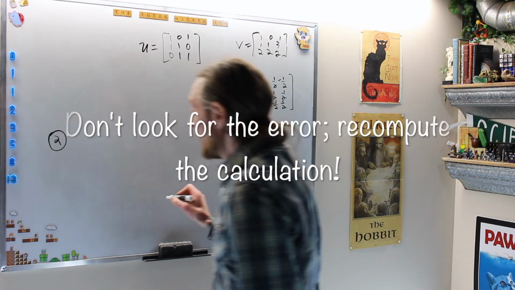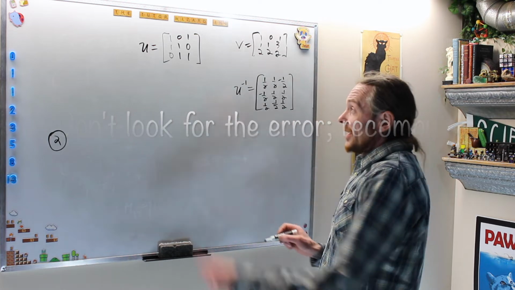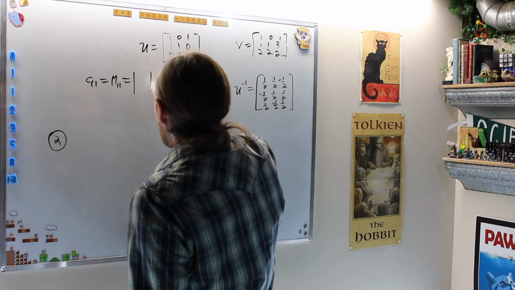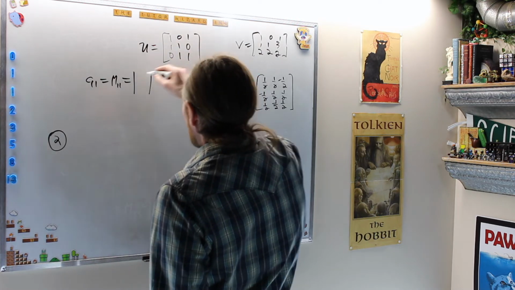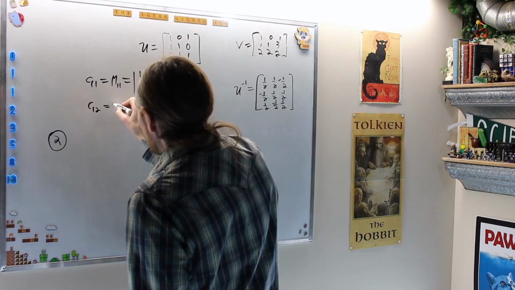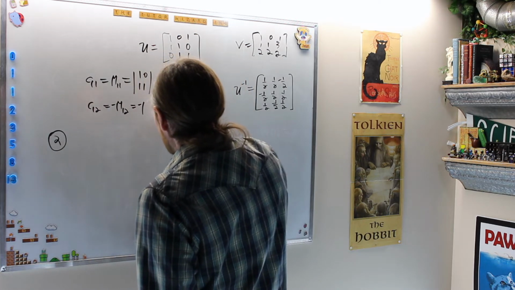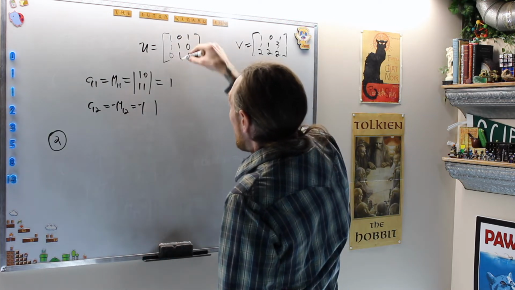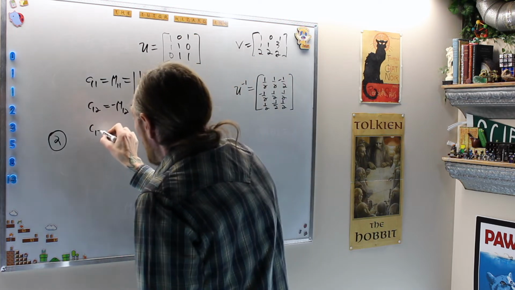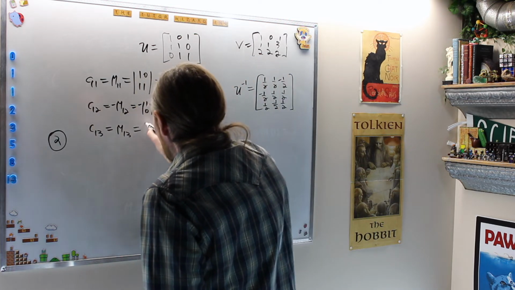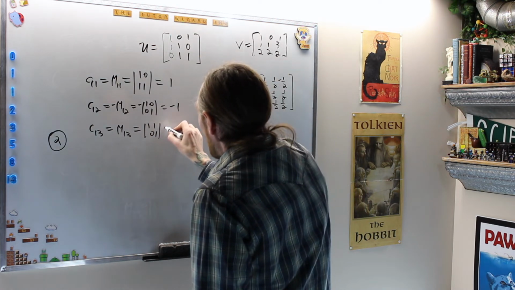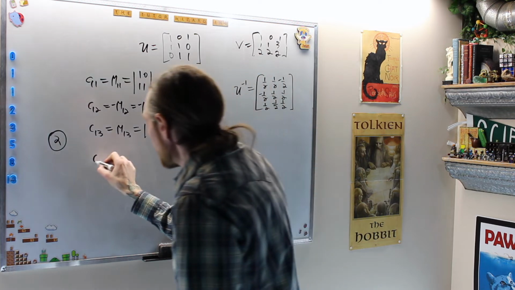Method 2 is going to be, let's find all the cofactors of this matrix. First of all, C11 is M11, which is equal to, I block off row 1 and column 1, so 1, 0, 1, 1, which is positive 1. C12 is equal to negative M12, which is negative the determinant by blocking off row 1 and column 2, so 1, 0, 0, 1, which is negative 1. C13 is equal to M13, which is the determinant by blocking off row 1 and column 3, 1, 1, 0, 1, which is positive 1.